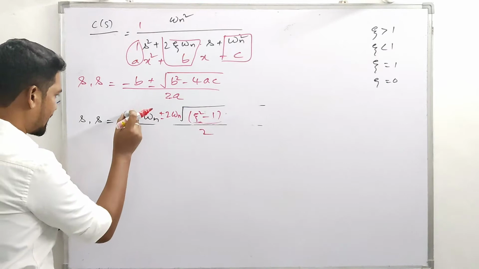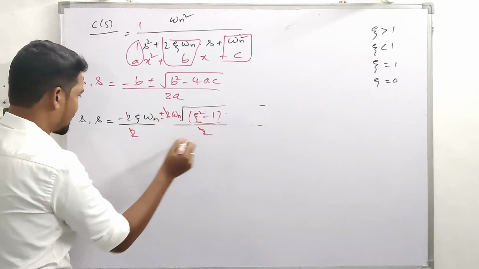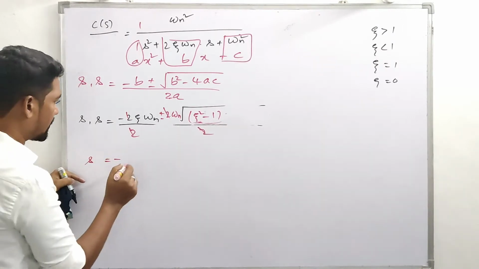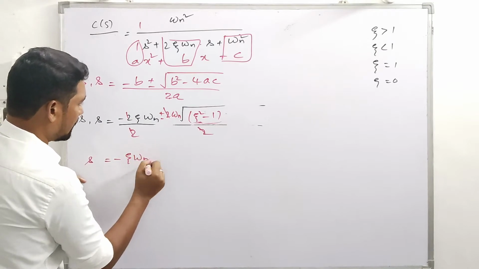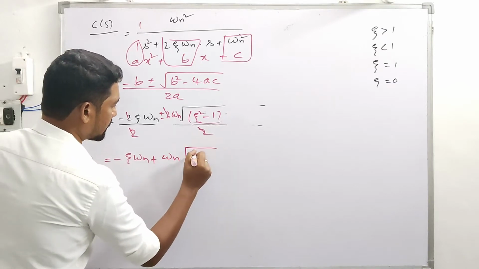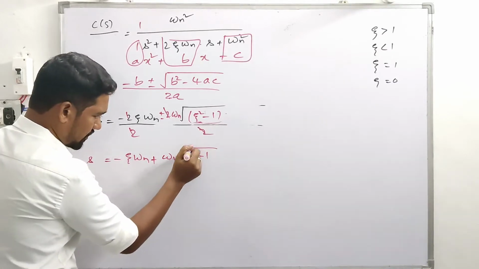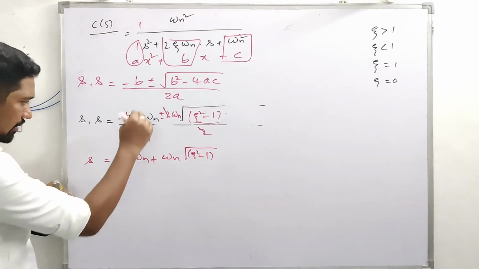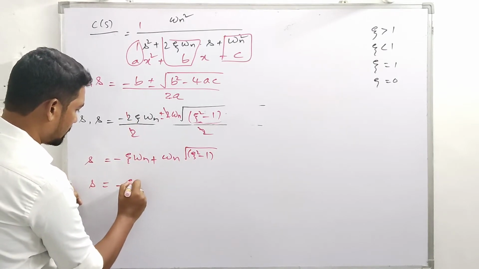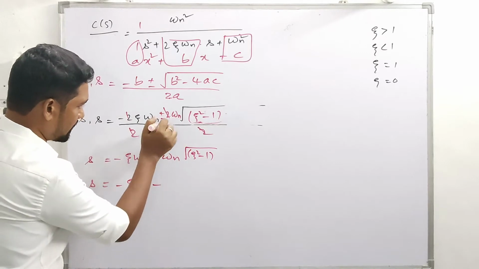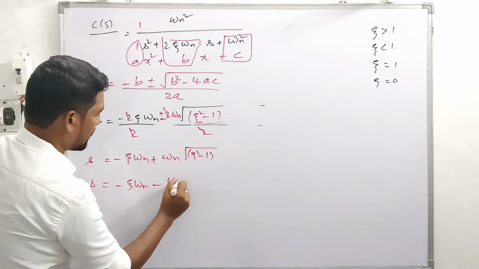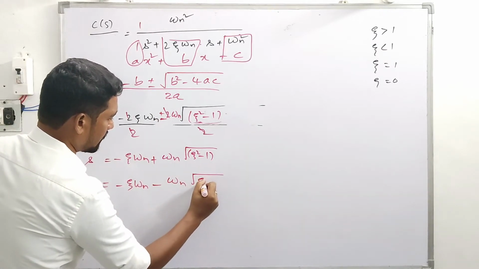All right, so this gets cancelled here, and here gets cancelled, and we have the 2 roots. S1 root is minus zeta omega n plus omega n into under root zeta square minus 1. This term is under the root. Keep that in mind and carry out the analysis accordingly. And the second root, S2, is the same thing, minus zeta omega n minus omega n into under root zeta square minus 1. One is positive and the other is negative.